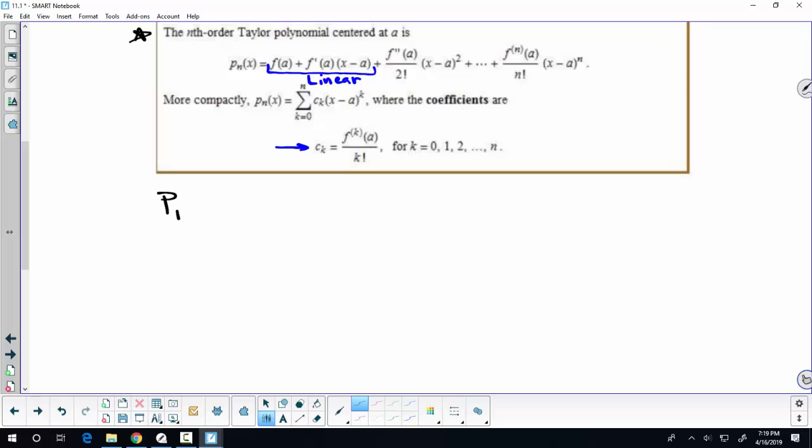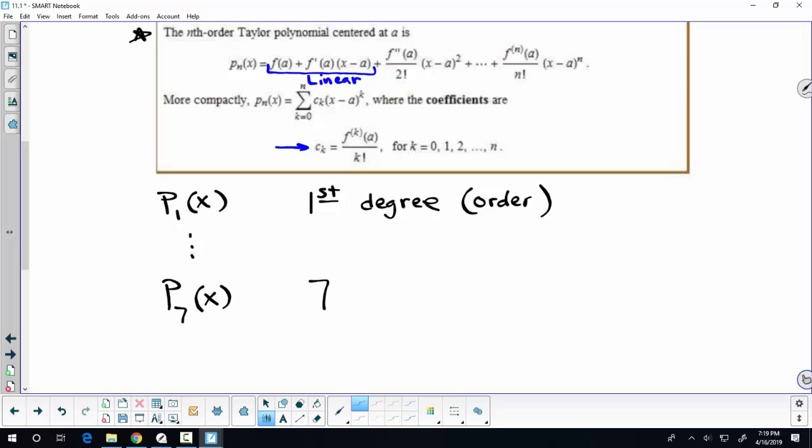So just our notation, p sub 1 of x is a first degree or order, and so on and so forth. P sub 7, 7th degree or order.